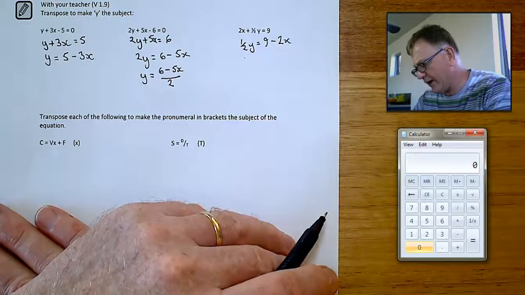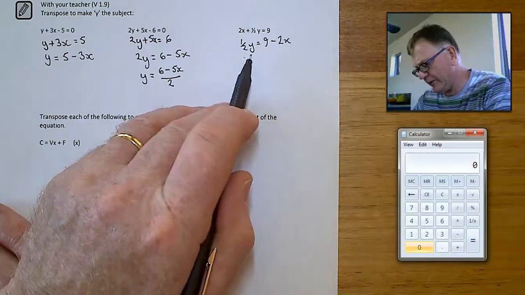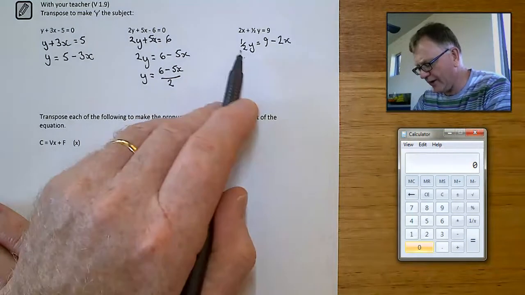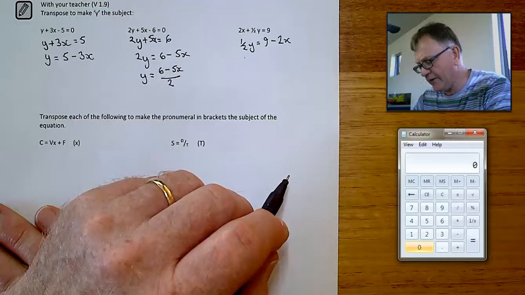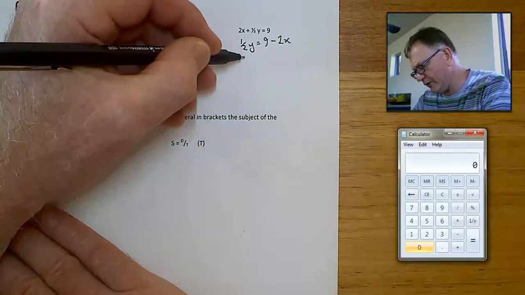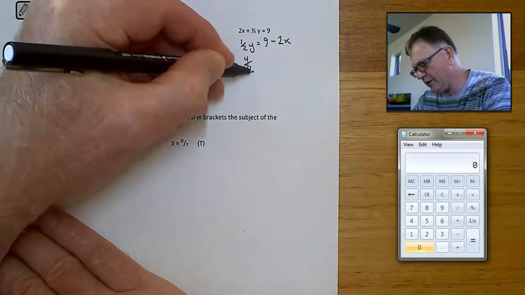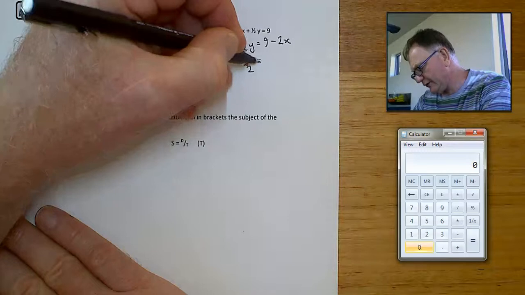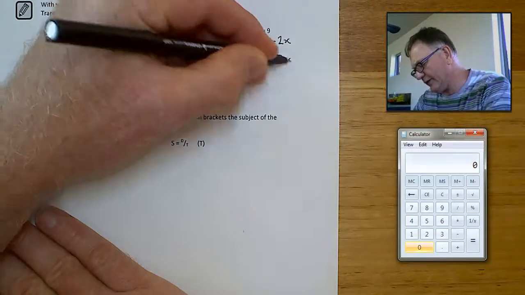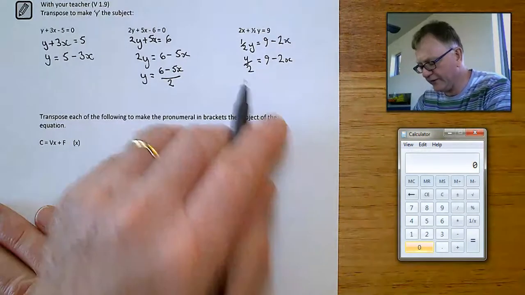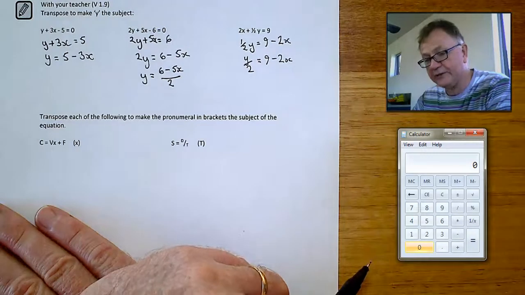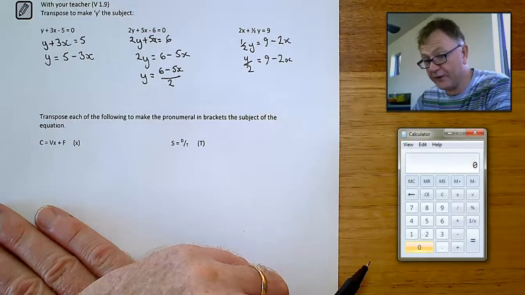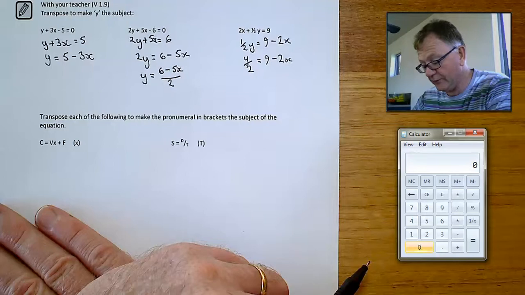Now I've got a half times y. Now to get rid of this half, there's a couple of ways of doing it. Probably the best is to think of that half times y as the same thing as y over 2, or y divided by 2 equals 9 minus 2x. I haven't really done anything to either side there. I've just written it in a different way so that you can see that that is equal to y divided by 2. And the opposite of dividing by 2 is timesing by 2.